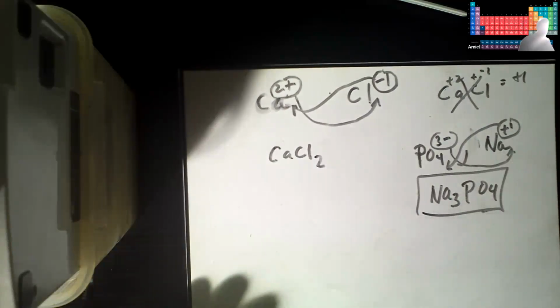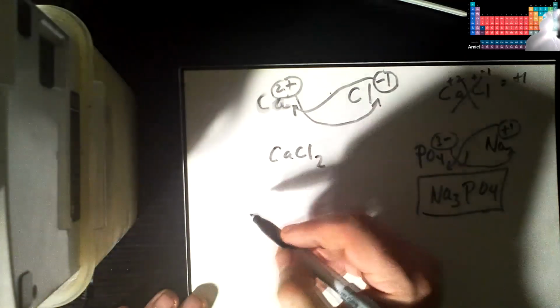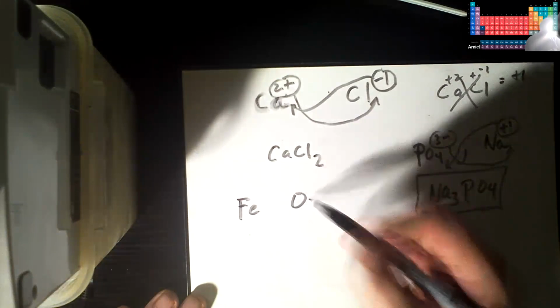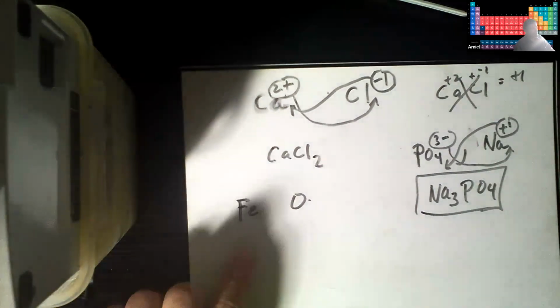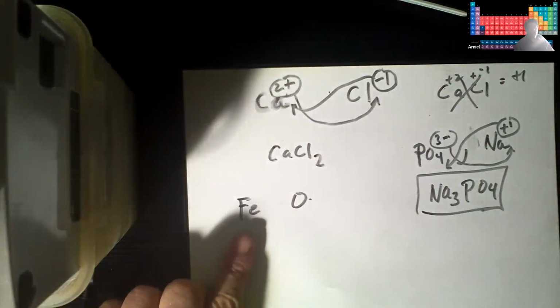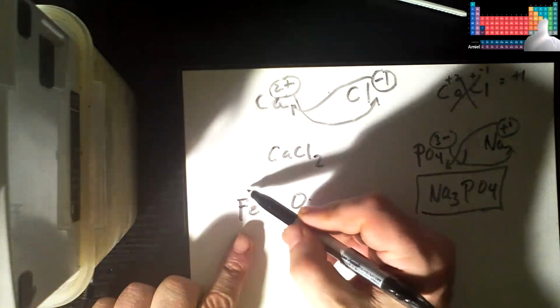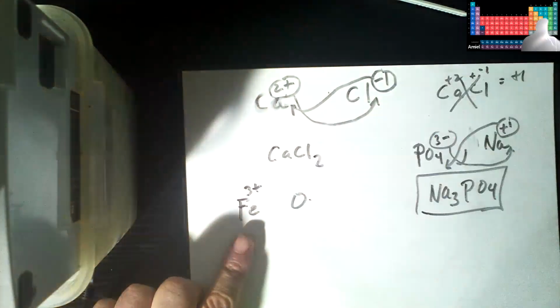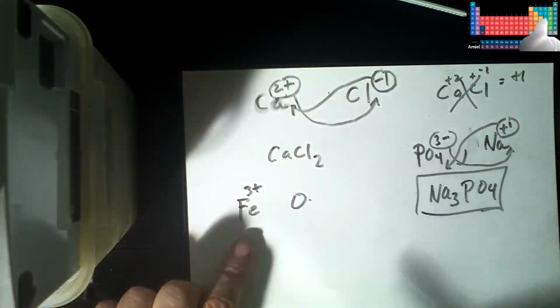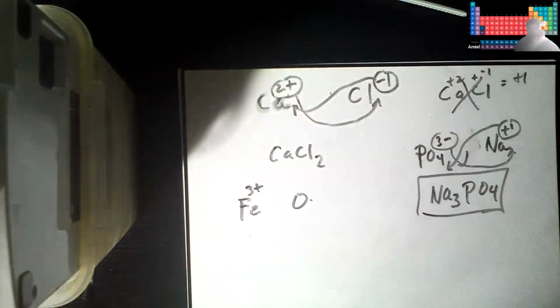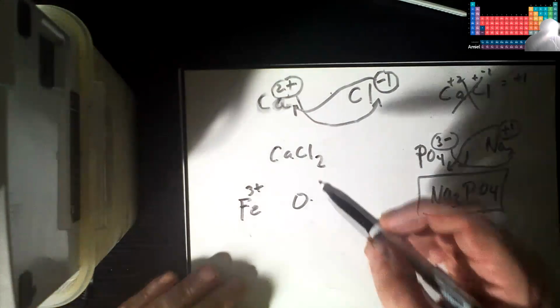All right, let's do another one. Fe and O. Fe can have multiple charges, as we saw from that table. Let's just say it's Fe3 plus. It will have to state for iron which one it is, either the 2 or the 3. If it doesn't say what it is, you can't really do iron.